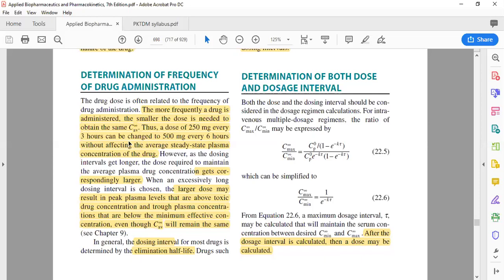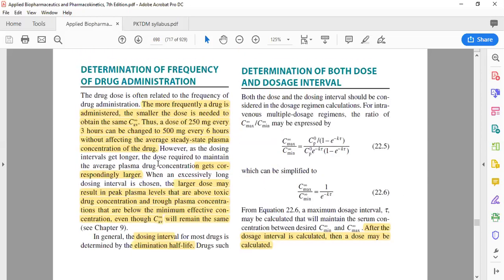The dose of 250 milligram every 3 hours. How much will be in 6 hours? It's 500, right? In 3 hours, 250 milligram. 6 hours, 500 milligram. You can change this 250 milligram every 3 hours to 500 milligram every 6 hours without affecting the steady state concentration of the drug. This is what we saw already in the above topic.